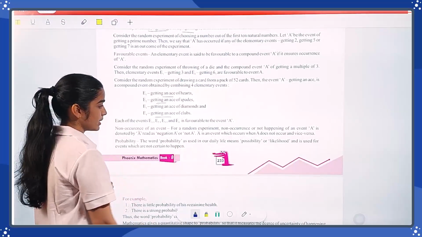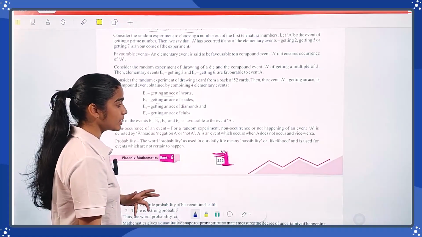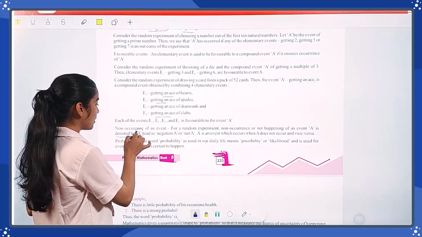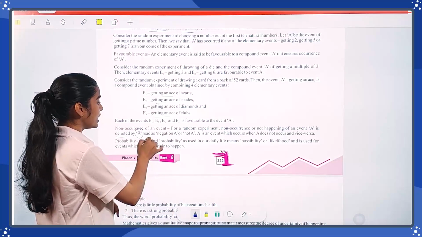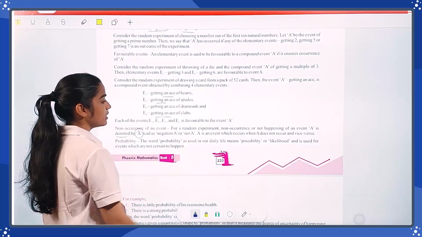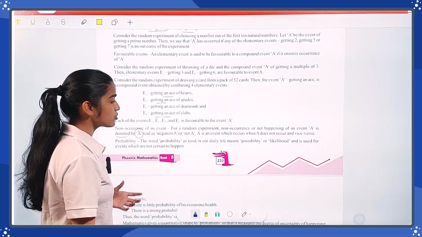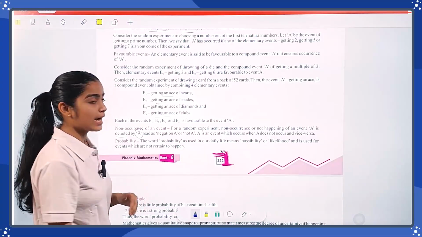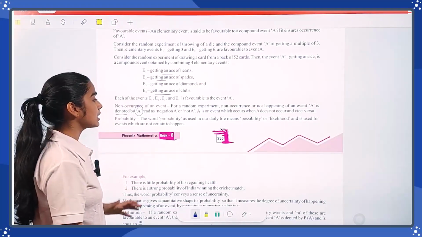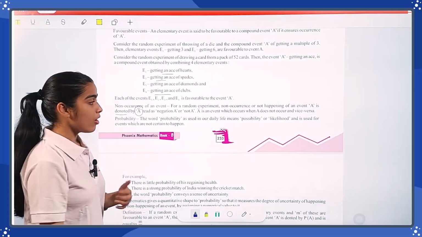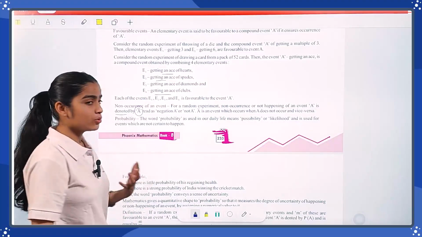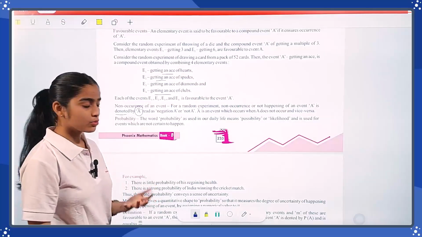Non-occurrence of an event. For a random experiment, non-occurrence or not happening of an event A is denoted by A with a line above it, read as negation A or not A. A is an event, and A negation is an event which occurs when A does not occur and vice versa. So probability: the word probability as used in our daily life means possibility or likelihood, and it's used for events which are not certain to happen. We cannot say anything about this.